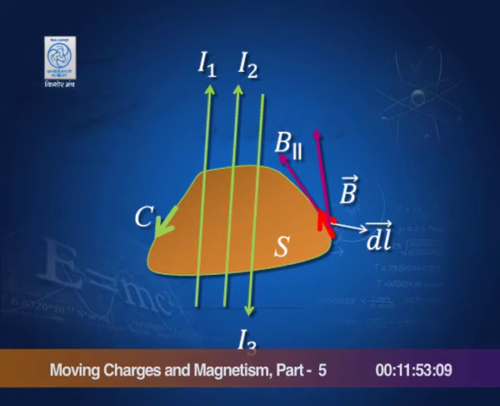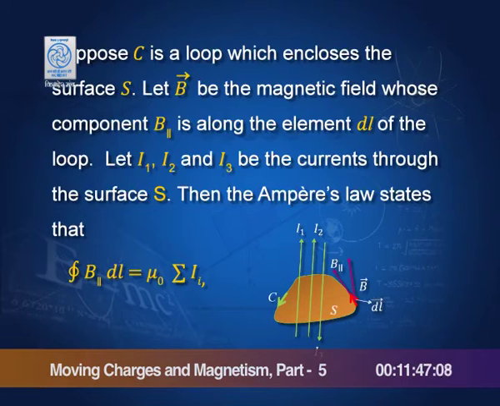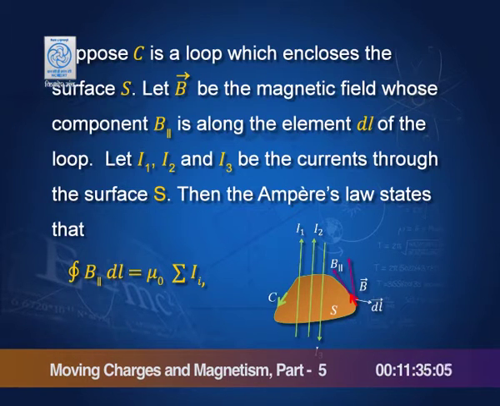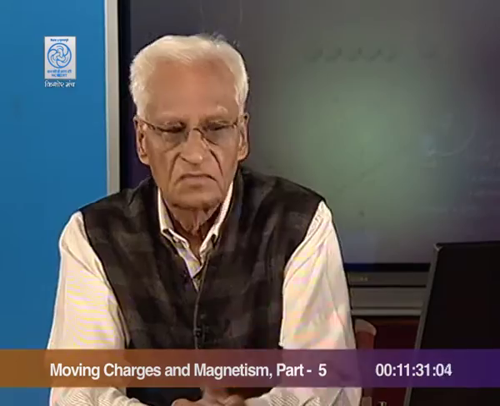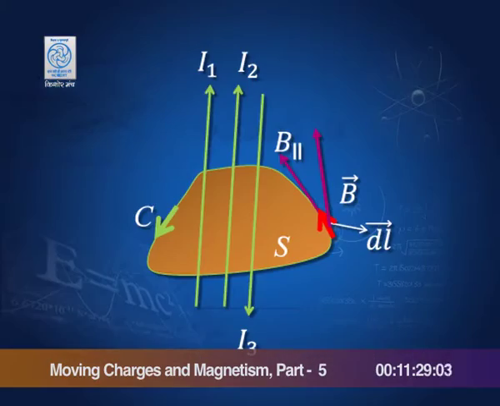This loop spans a surface and the currents are going through this surface, this way or that way. And if I take the component of magnetic field parallel to the direction of the loop, then the integral of B parallel over this loop gives us mu 0 times the sum of currents which are passing through this surface which spans this loop C, explained here in greater detail.